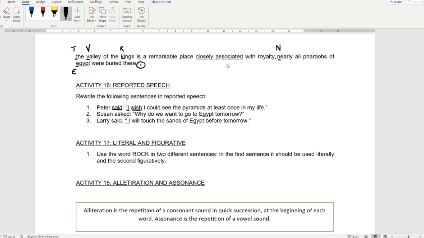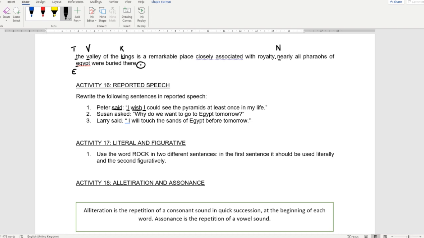Okay, so Peter said that he wished he could have seen the pyramids at least once in his life. Okay, so remember the pronouns changed throughout and your tense had to change there as well.